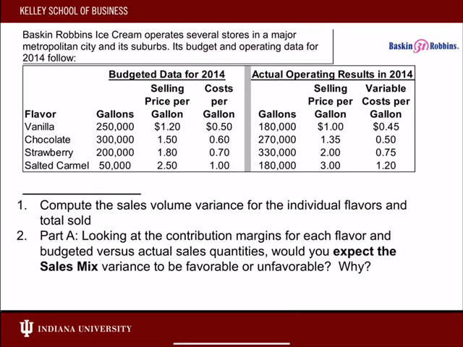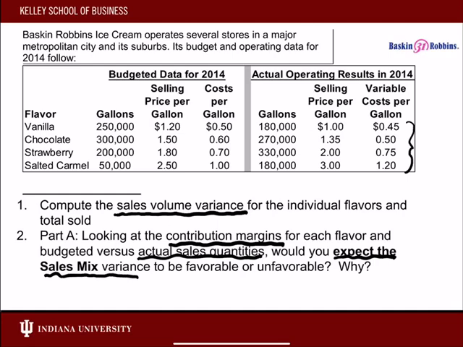So here's the example problem for you guys to work on. And this says, at first, calculate the sales volume variance. Remember, we have to do the sales volume variance calculation for all of the products. And then it just says, look at the contribution margin and the sales quantities and see if you can come up with an expectation on the sales mix variance. Is it going to be favorable or unfavorable?